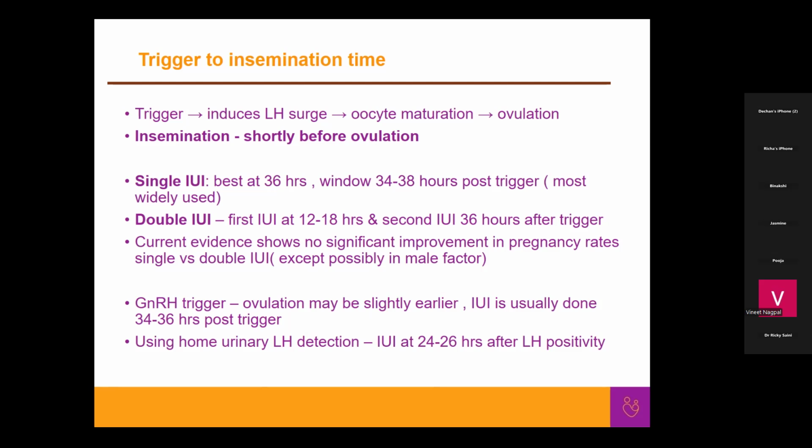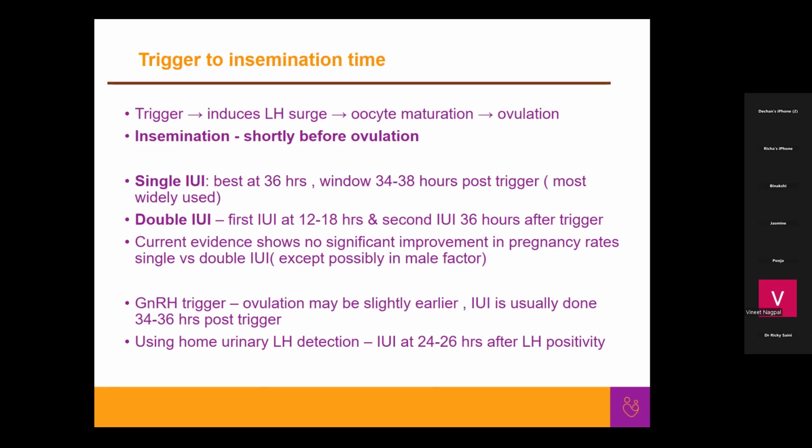And if a cycle is followed by urinary LH detection, then IUI is done between 24 to 26 hours after LH positivity. Although in general nowadays we are not doing it with urinary LH monitoring, there are some patients who monitor urinary LH and then decide on IUI.